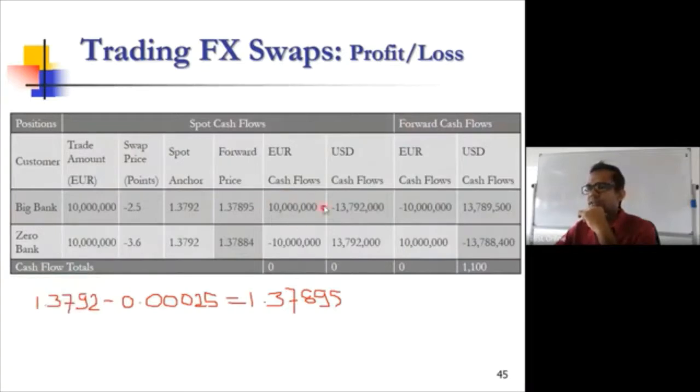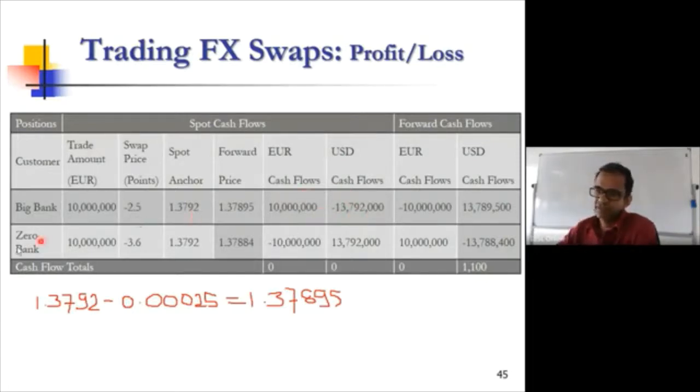Then how do you calculate the euro cash flows? That's the amount that you are going to buy in the spot. So here we refer to the spot cash flows. Even though the forward rate is calculated here, cash flows are for the spot. You buy euro 10 million, so therefore the cash flow is positive. What is the dollar cash flow? What is the amount of dollars that you are going to pay? Since you are paying, it's a negative cash flow. How do you get this? This spot rate into 10 million. You get 13,792,000.